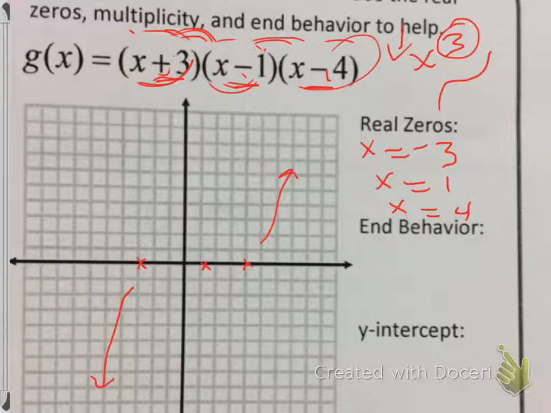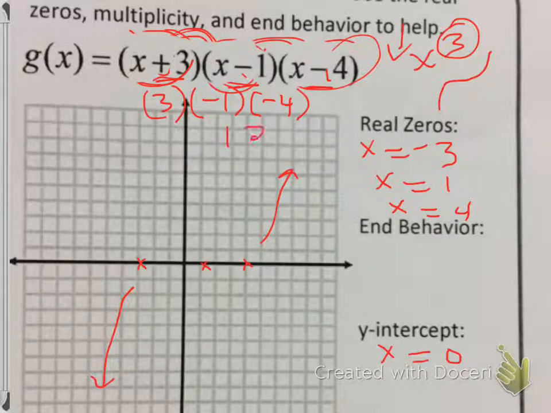And then my y-intercept comes from setting x equal to 0. So when I set x equal to 0 here, I get 0 plus 3, which is 3, 0 minus 1, which is -1, and 0 minus 4, which is -4. When I multiply those all together, I get the value of 12. So I know I'm up here at (0, 12). I know that's not 12 up there, but I'm just going to throw it up there, and my graph is going to come through like this for a quick sketch of what it's going to look like. So if I can find my zeros, my end behavior, and my x and y intercepts, then I'm good to go with how to graph these.